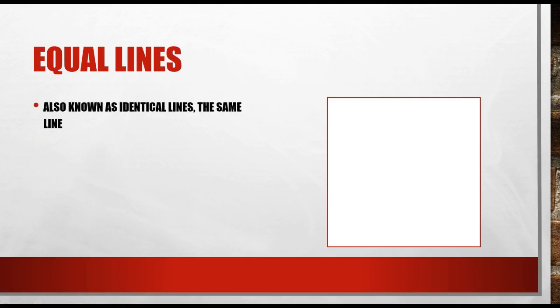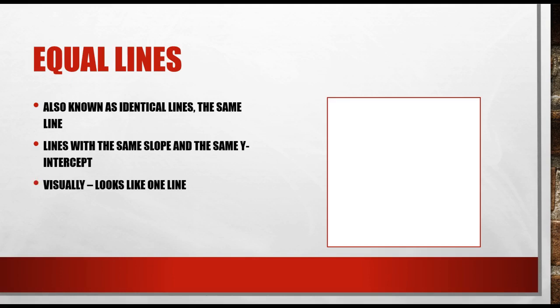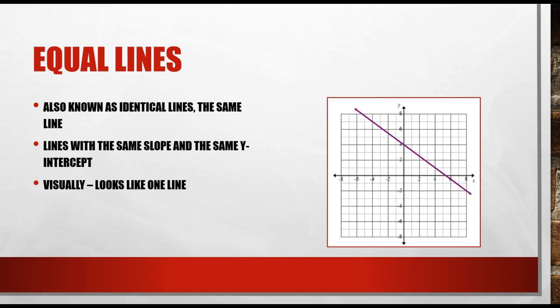Equal lines are also known as identical lines or the same line. They're lines with the same slope and the same y-intercept. Visually, it would look like one line. So we have our purple line and we have our pink line. Those would be considered equal lines. When graphed, it looks like one line.